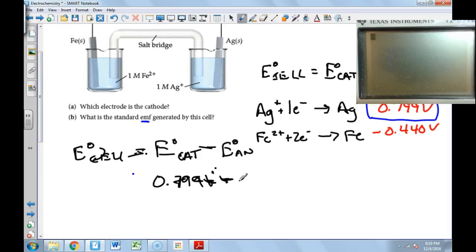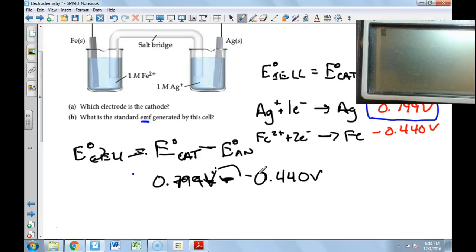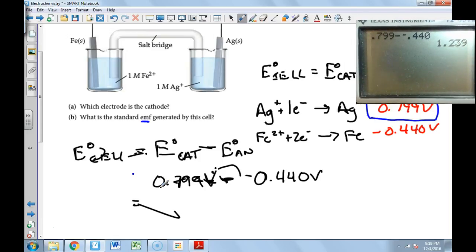Volts minus negative 0.440 volts. So now we do 0.799 minus a negative 0.440. When we do that, we get a cell potential of 1.239 volts. And that's our cell potential.